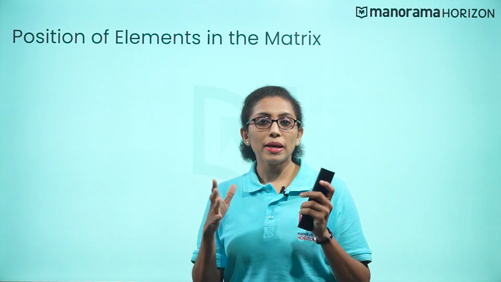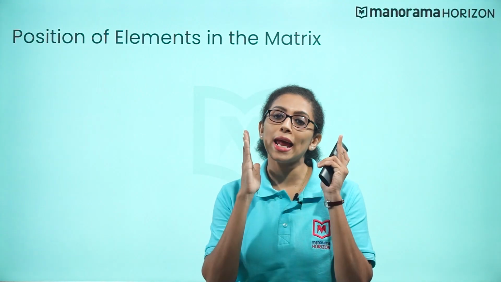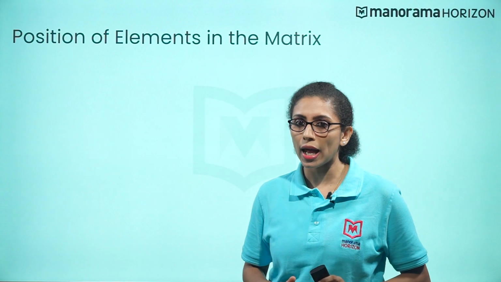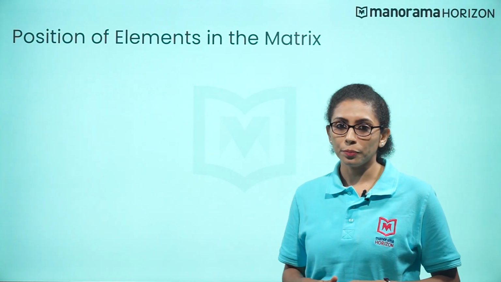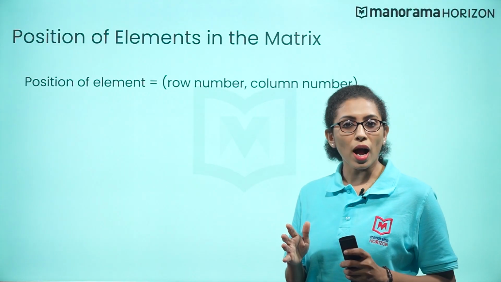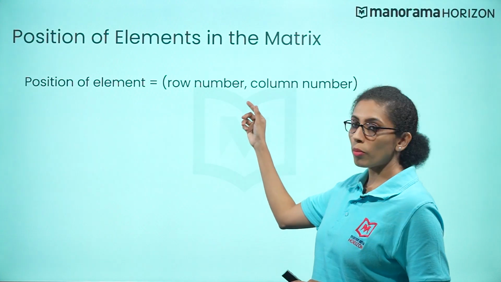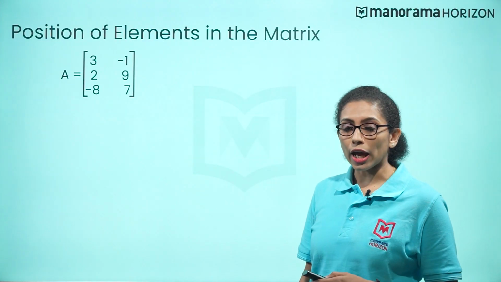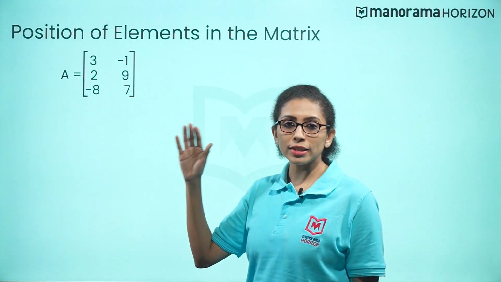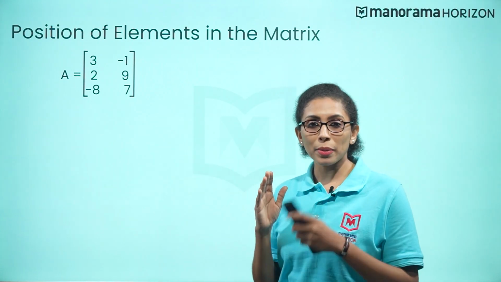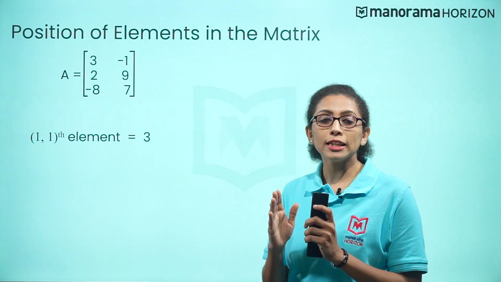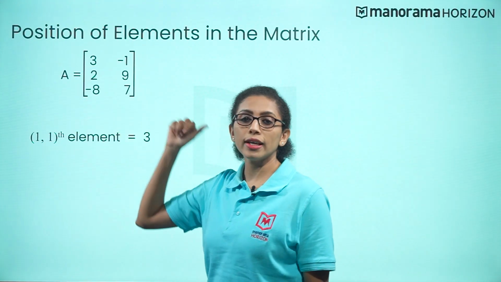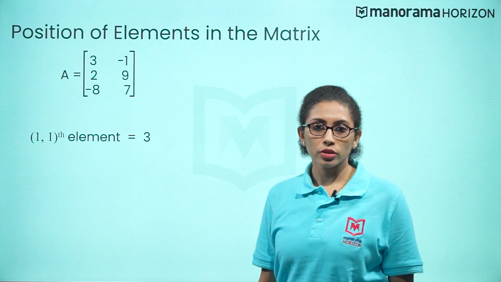Every element in a matrix has a unique position in the matrix. But how do we define the position of an element? It's very easy. Position is given by row number, comma, column number. So in matrix A, what will be the 1, 1 element? 1, 1 represents the element in the first row, first column. So the corresponding 3 is the 1, 1 element.